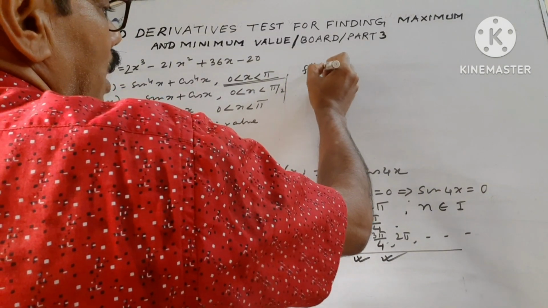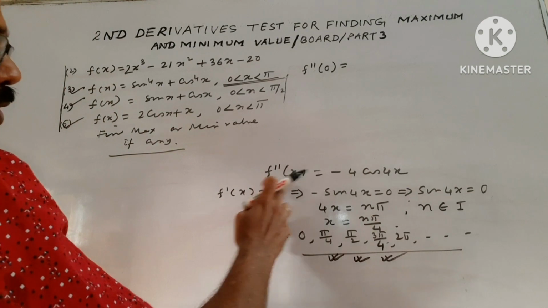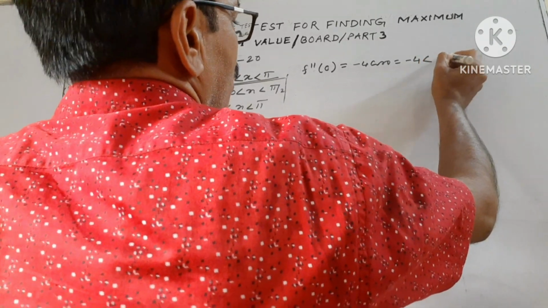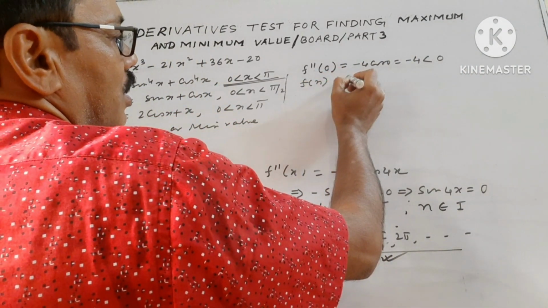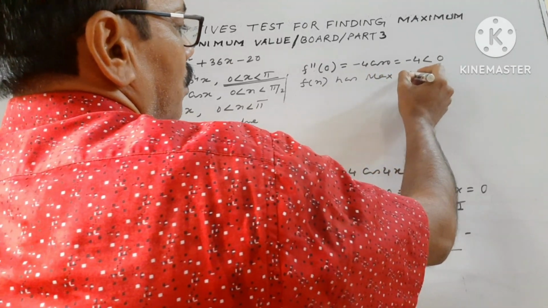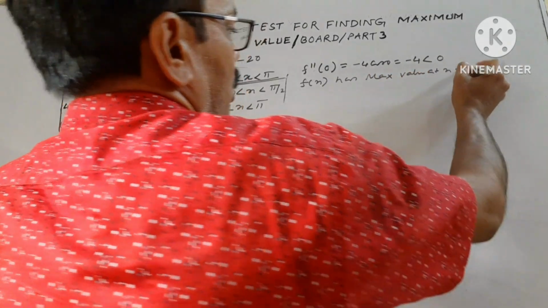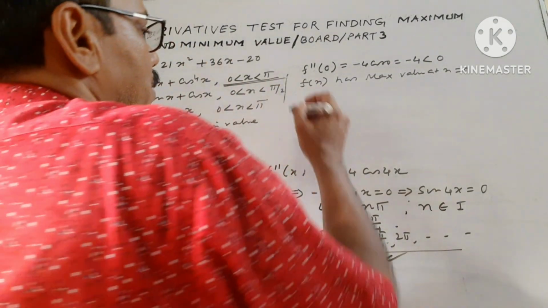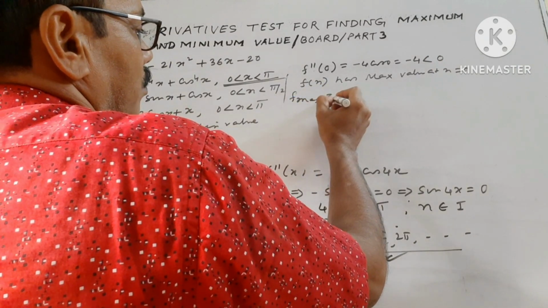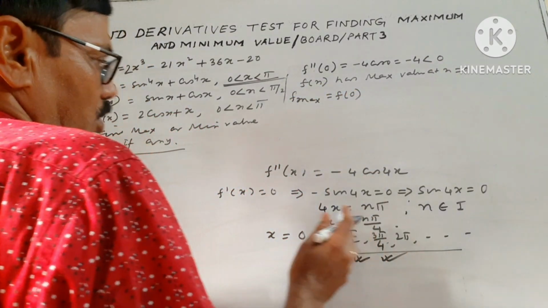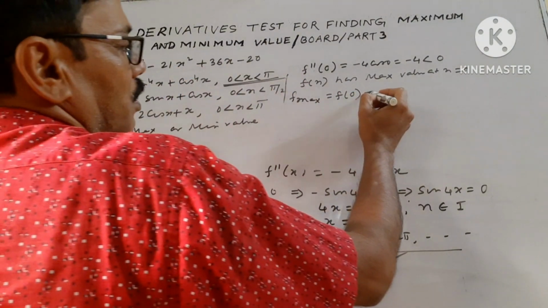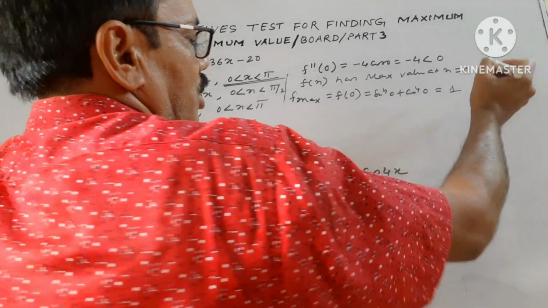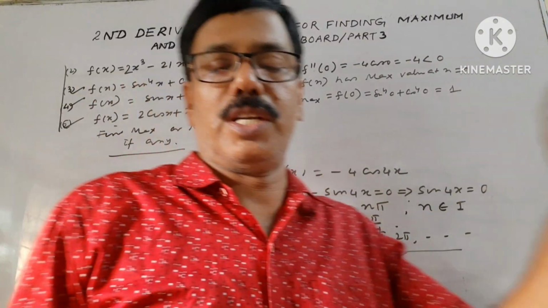So f double dash 0 is minus 4 cos 0, so minus 4, less than 0. So f(x) has a maximum value at x equals 0 because the second derivative test is negative. Now what is the maximum value? f maximum equals f(0) equals sin to the power 4 of 0 plus cos to the power 4 of 0. Sin 0 is 0, so this is 1. So the maximum value is 1.